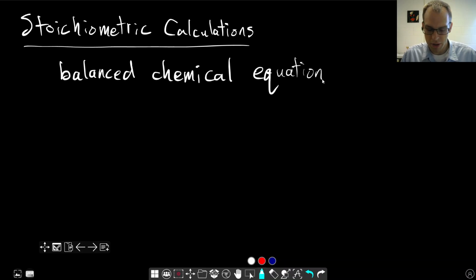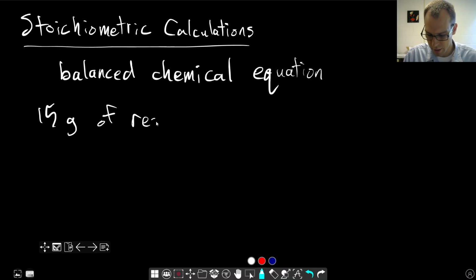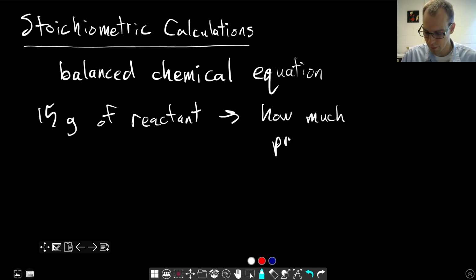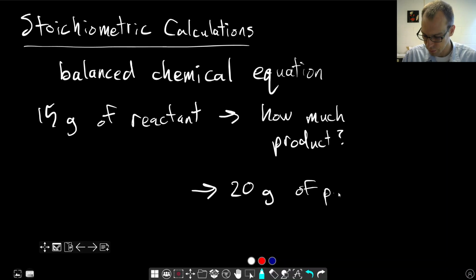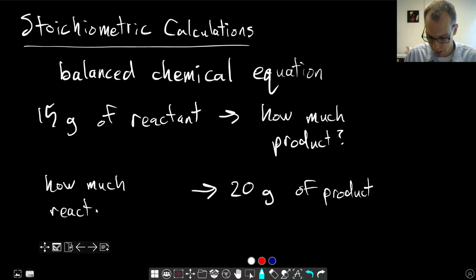So we can do calculations such as, say, I know that I have 15 grams of a reactant that I'm starting with. How much of a particular product am I going to get from that? That might be one kind of question that you're able to answer with stoichiometric calculations. Another might be, you need a certain amount of product. Say I know at the end result I need 20 grams of product. Do the backwards version of this calculation. How much of my reactants do I need to start with in terms of mass?